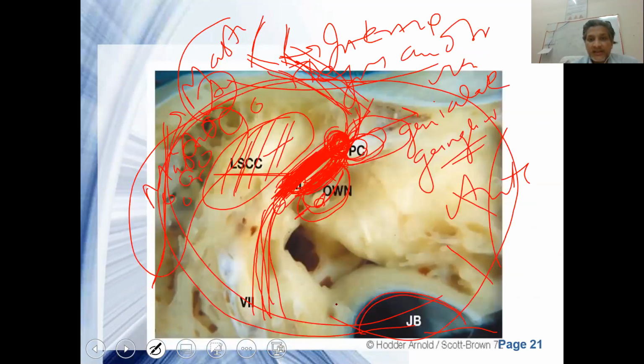This is again a picture, a cadaveric dry bone picture. This elevation is the promontory. So promontory, this is the stapes footplate, facial nerve, lateral semicircular canal, processus cochleariformis, and the two openings in the anterior wall, and inferior and posterior to this.